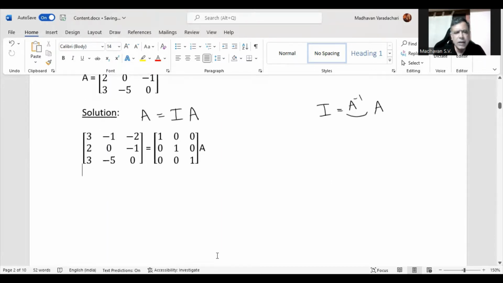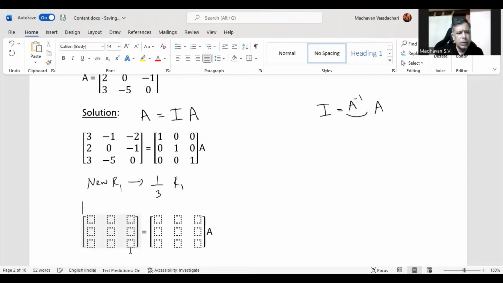So let us start. First thing is, I have to convert this 3 into 1. The new row 1 should be the existing row 1 divided by 3. That means I need to take 1 by 3 times row 1. That will be the first step. So what we are trying to do is convert this 3 to 1. So what will happen then?